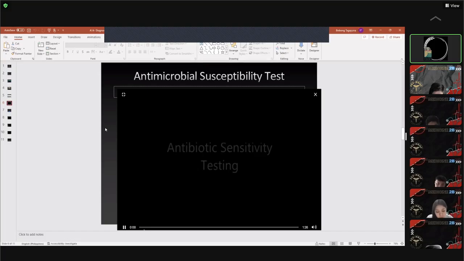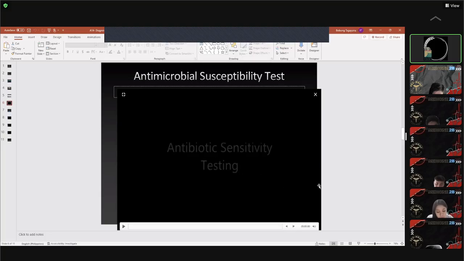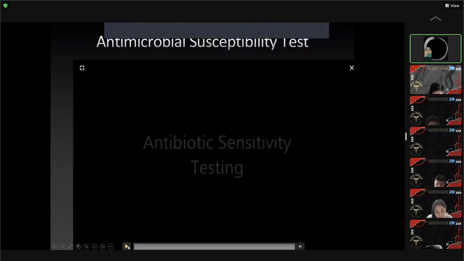So once you're able to identify the bacteria, you're now ready to do the antimicrobial testing because you, being doctors, will be waiting for that. So this is how it's being done.